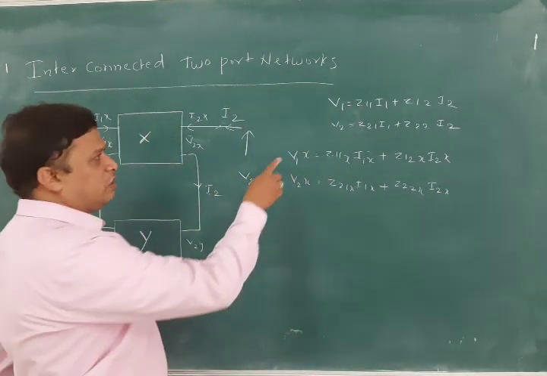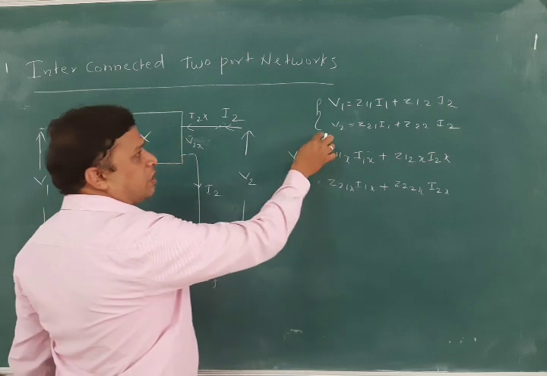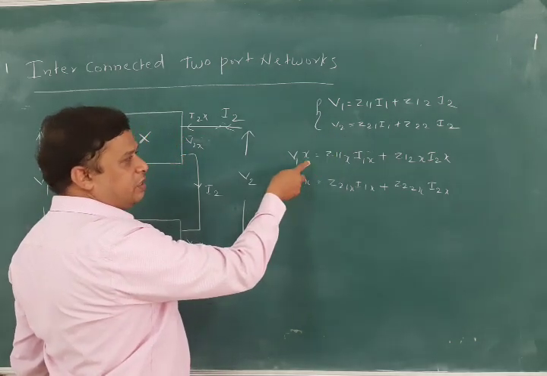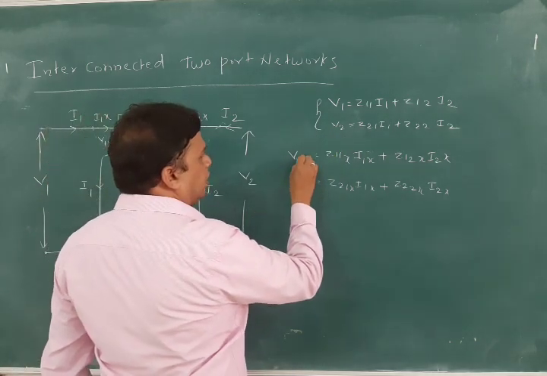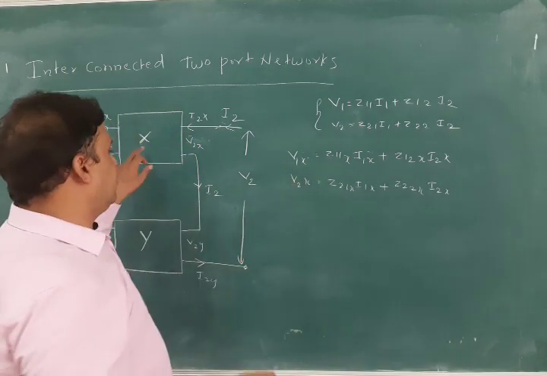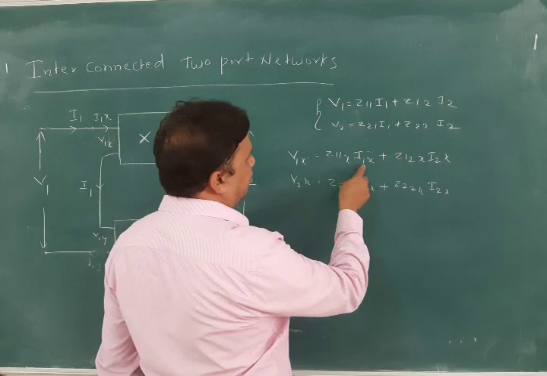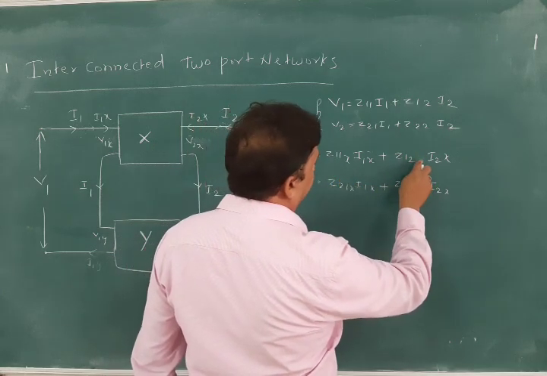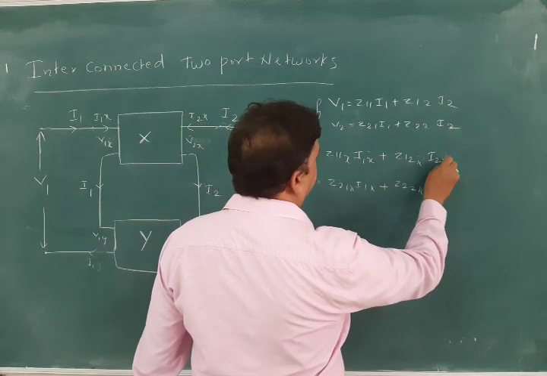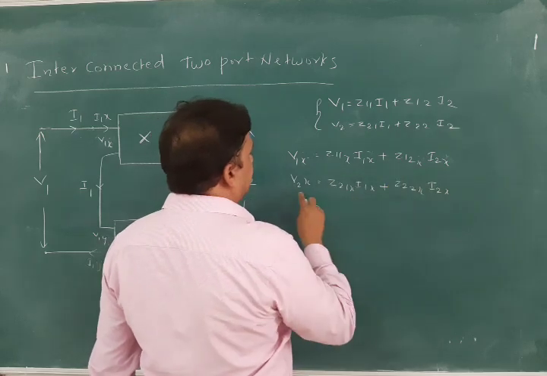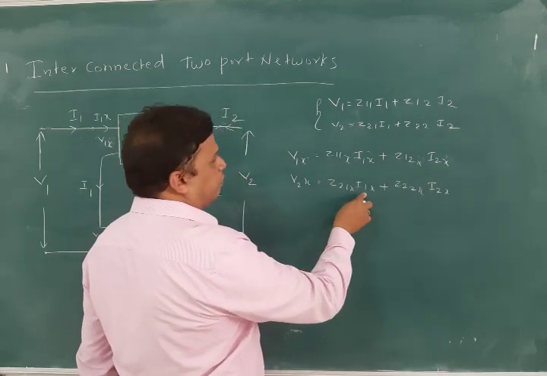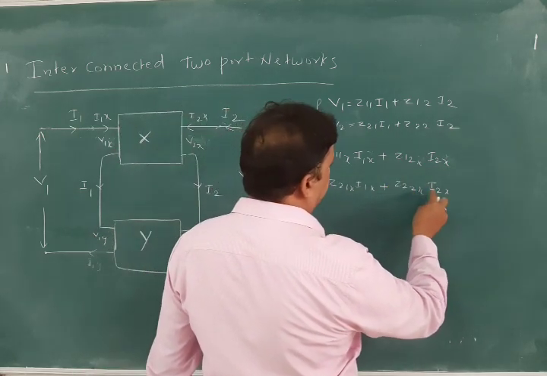Instead of writing this equation generally, we are writing it for a two-port network, that is the X network, the name is given here. So we write V1x is equal to Z11x I1x plus Z12x I2x. X is the suffix here. And V2x is equal to Z21x into I1 of x plus Z22x into I2x.